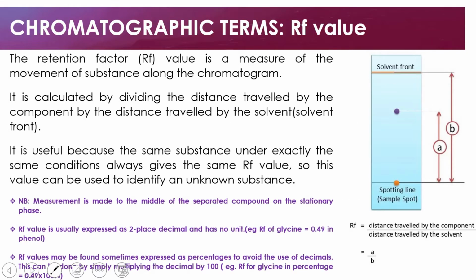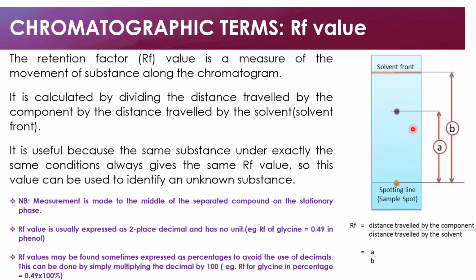Now look at the RF value. When we talk of the RF value, or the retention factor value, in chromatography, it is a measure of the movement of a substance along the chromatogram. And the chromatogram is the result obtained in a chromatographic process, as shown in this diagram over here.